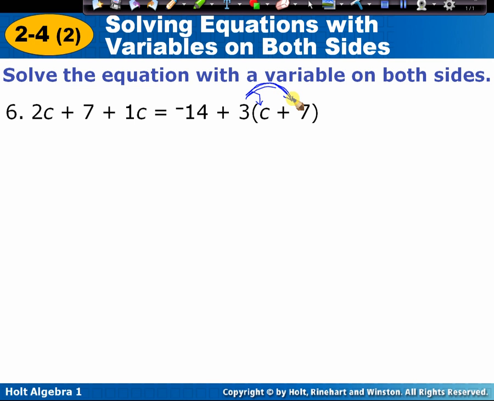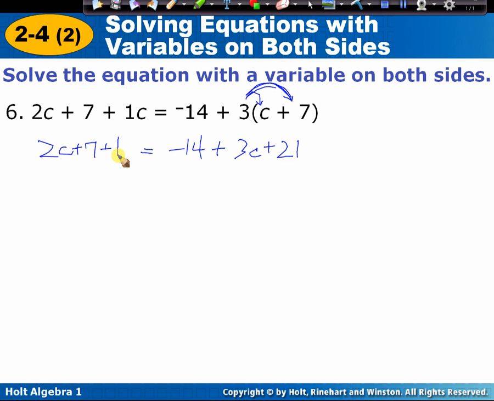The first thing we look for is parentheses, and here we have parentheses. So let's go ahead and distribute. Let's go ahead and bring down our negative 14 because we're not messing with that. 3 times C is 3C. 3 times 7 is 21. Bring down your equal sign and go ahead and bring down the rest of the problem for the time being.